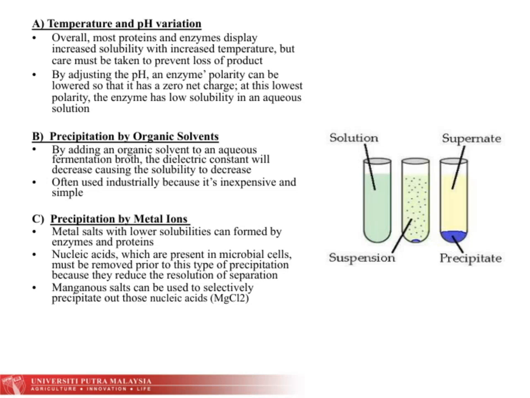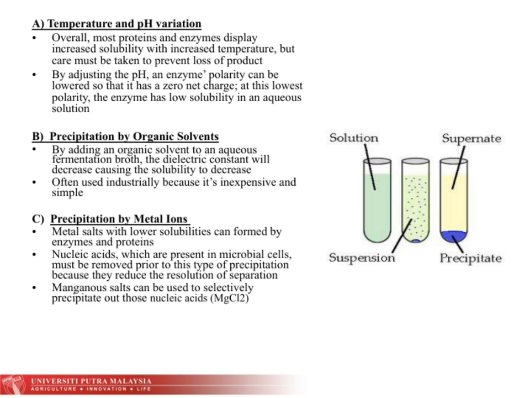Let's take a look at how temperature and pH variations can influence protein and enzyme solubility. Generally, most proteins and enzymes become more soluble as the temperature increases. However, it's important to be cautious because too high a temperature can lead to denaturation or loss of the product. Now, regarding pH adjustments, by changing the pH, we can alter an enzyme's polarity. When we reach a pH where the enzyme has a zero net charge, meaning its polarity is at its lowest, its solubility in water drops significantly. This is a useful trick for precipitating enzymes selectively.